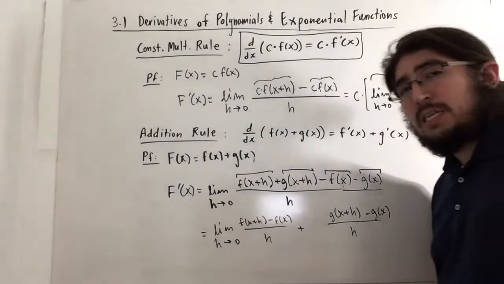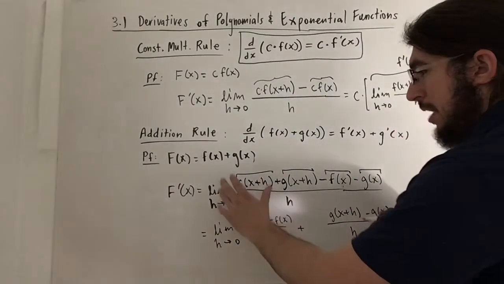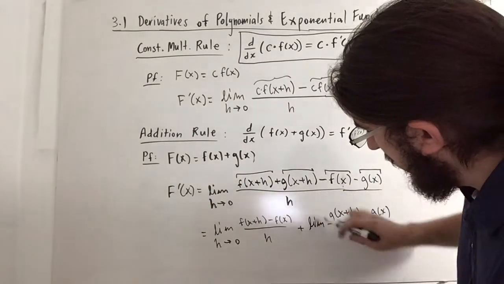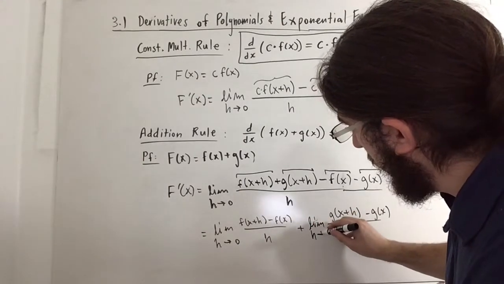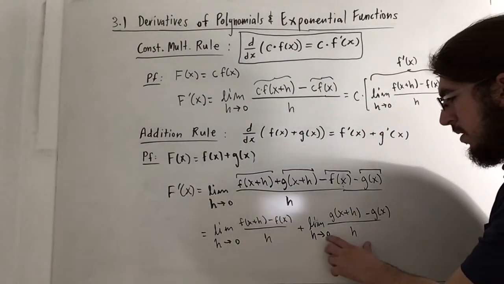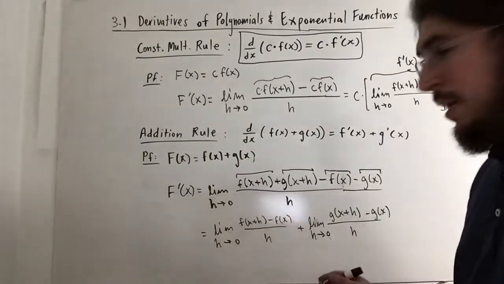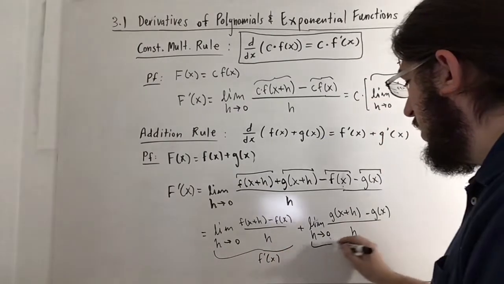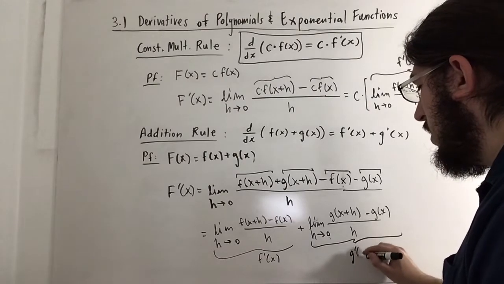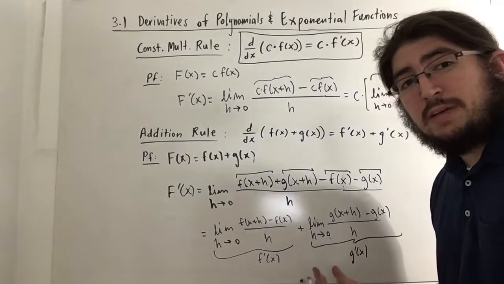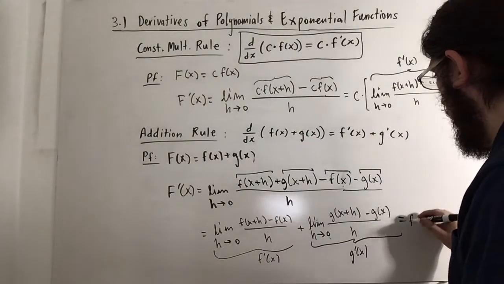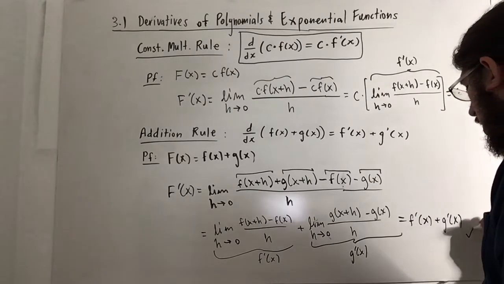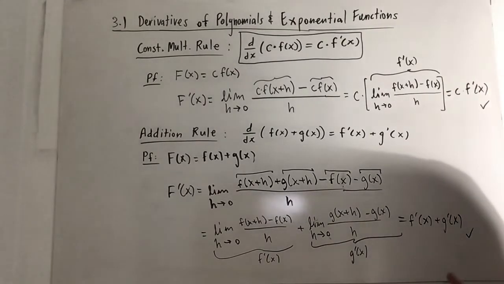And I did say that we can actually use a limit property that allows us to say the limit of the sum is the sum of the limits. Basically, adding two things, as long as the limits exist, doesn't affect the limit. So there we go. And what do you notice again? This is nothing but f prime of x. And this is nothing but g prime of x. These are just each the definition of derivative for each of f and g as functions. So this is just equal to f prime of x plus g prime of x. And there we go. We have proven the addition rule.